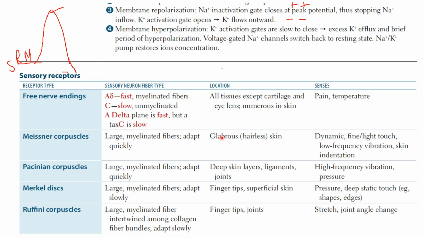Now let's look at the sensory receptors. In sensory receptors, we have five types of receptors. Let's see the first one, the free nerve ending. At the free nerve ending, we will find these subtypes of receptors, which are A delta and C. Yeah, these two types. A delta is going to be fast and it's going to have myelinated fibers.